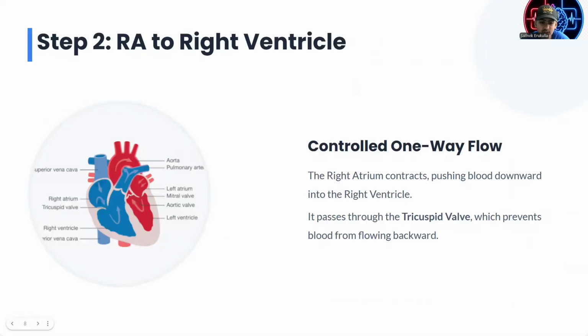So from the right atrium, blood moves into the right ventricle, which prepares it to be pumped to the lungs. It passes through the tricuspid valve, which prevents blood from flowing backwards.